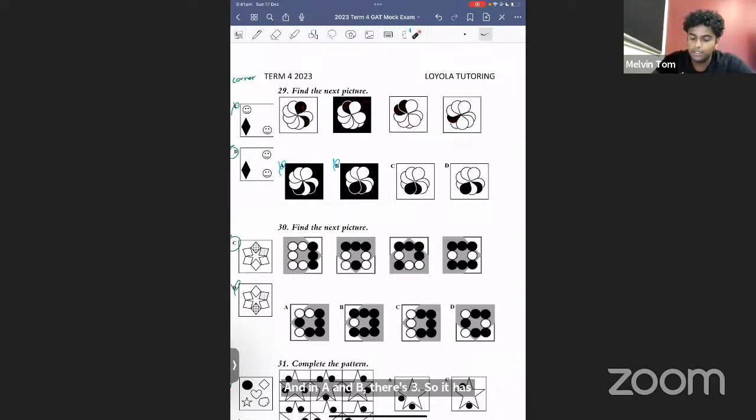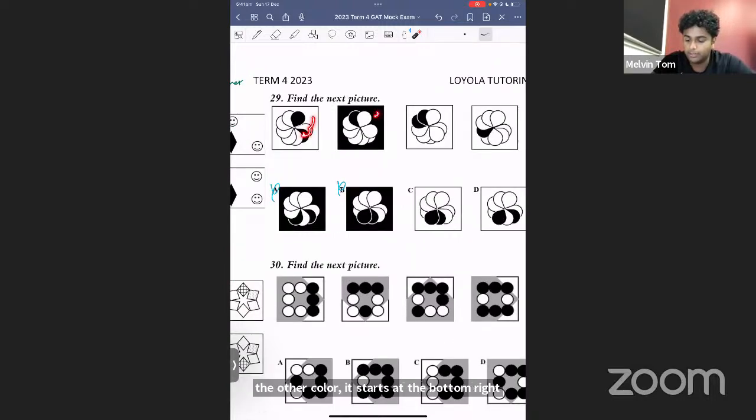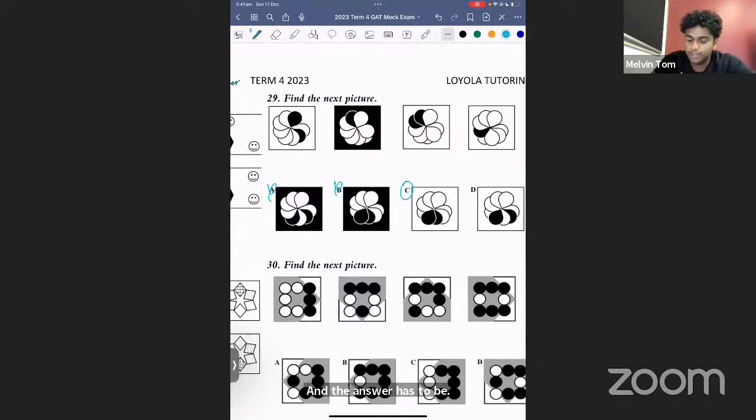Now, the other color starts off at the bottom right. It goes 1, 2 to the background, then 1, 2 to here, 1, 2 to this position overlapping it, and then 1, 2 to the very bottom. And the answer has to be C. So to make your life easier, I'll just call this color 1, and then I'll call this color 2. 2 is going +2, +2, +2, and then 1 is going +1, +1, +1.